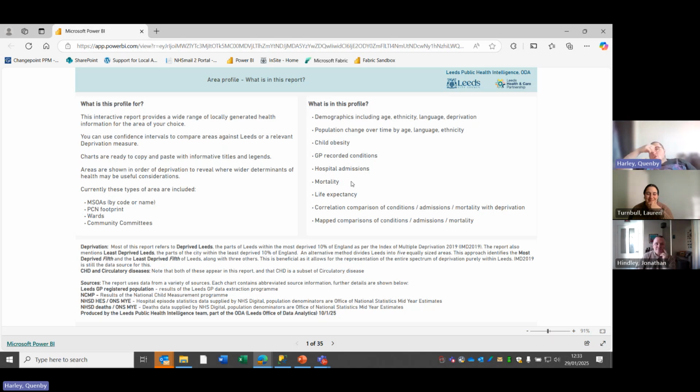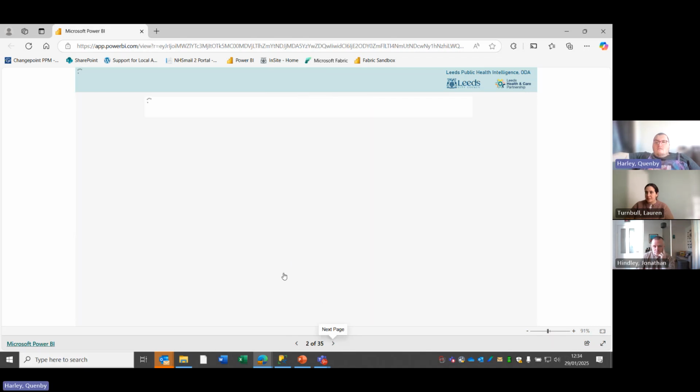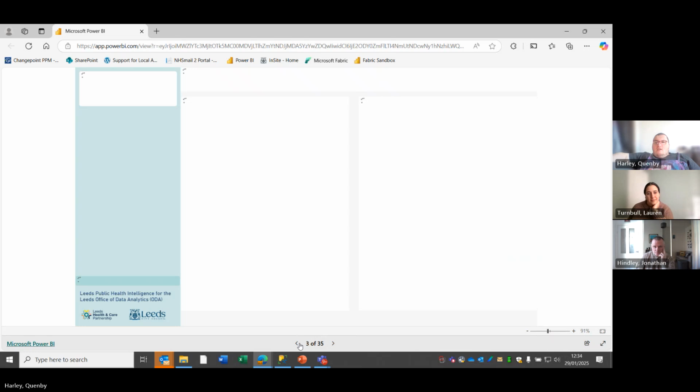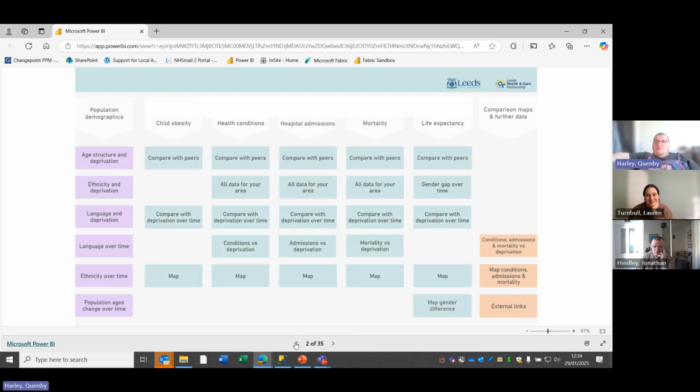So this is the live area profile. This is accessible from Leeds Observatory, I believe. It's publicly available. Because there's a lot going on in the background, it can be a little bit slow to load, so you need to have a little bit of patience. But this is the front page, which I was talking about.